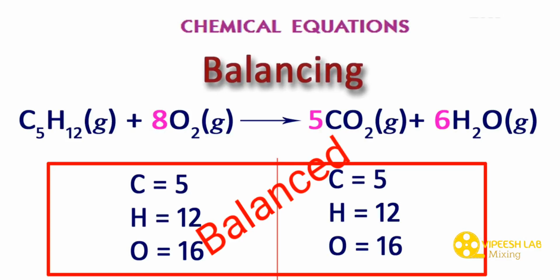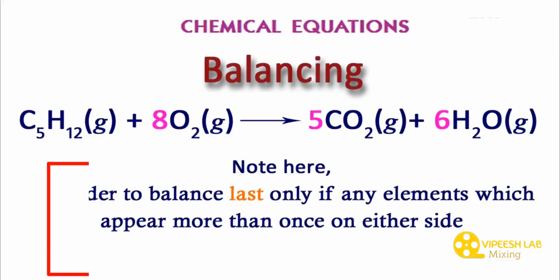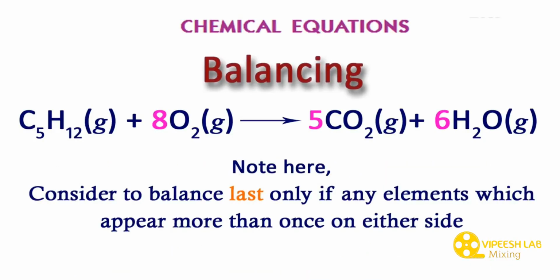Look at the equation again. Note here, consider balancing last any elements which appear more than once on either side. In this case, oxygen appears twice on the RHS.